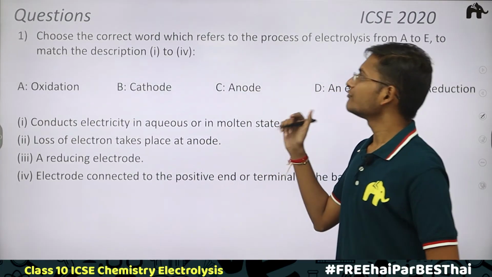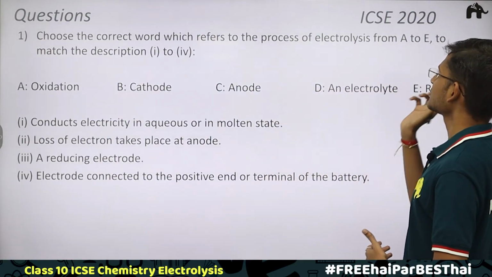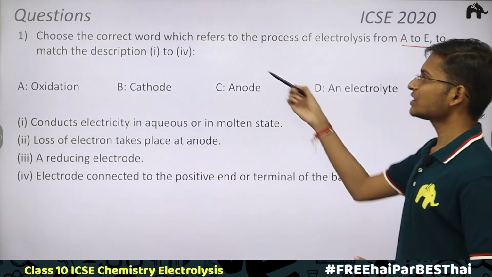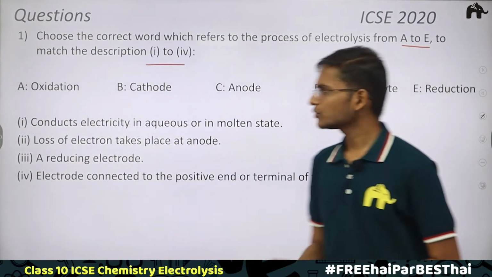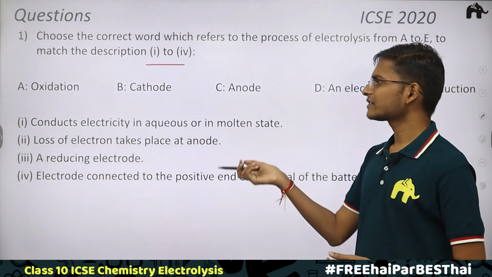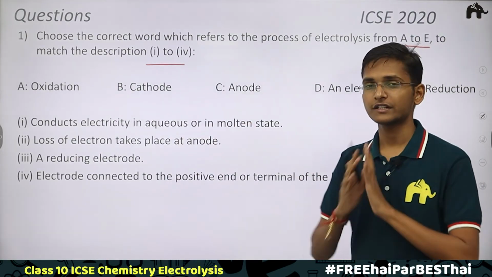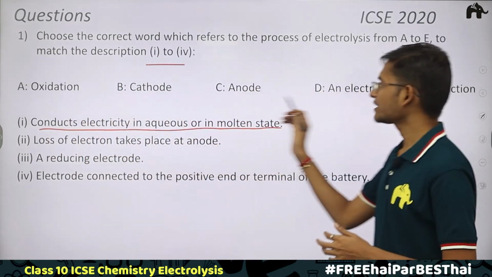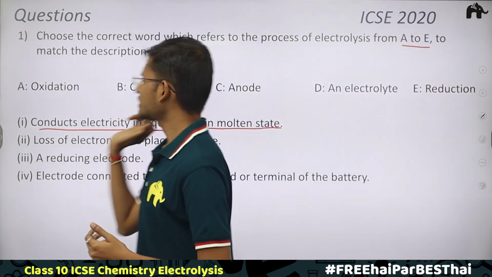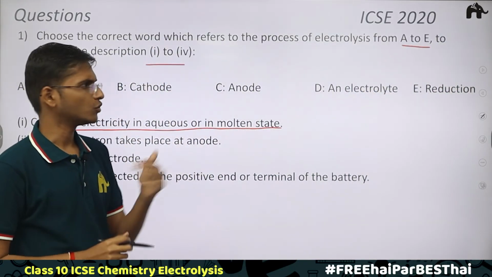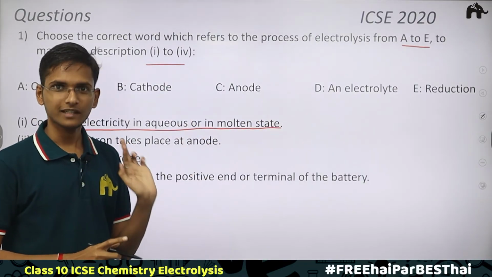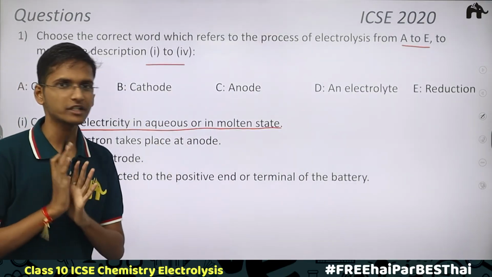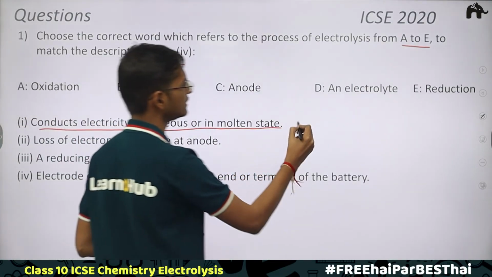Now let's see some questions. First is, choose the correct word from A to E which refers to the process of electrolysis, to match the descriptions 1 to 4. The first description is: conducts electricity in aqueous or molten state. We have studied this so many times. Which word would match it? Oxidation, no. Cathode, no. Anode, no. An electrolyte, yes. An electrolyte is a compound which conducts electricity in aqueous or in molten state. Clear? So we got our answer D, an electrolyte.